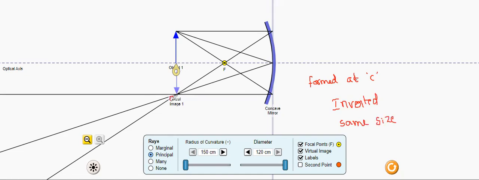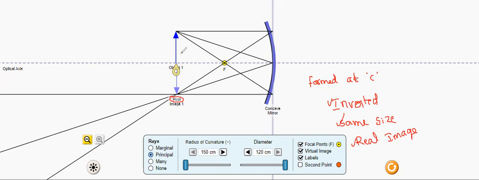And it is also a real image because the image is formed by actual intersection of light rays. So it is a real image. Properties of image are real, inverted, and same size.